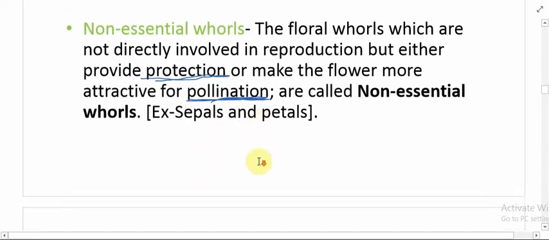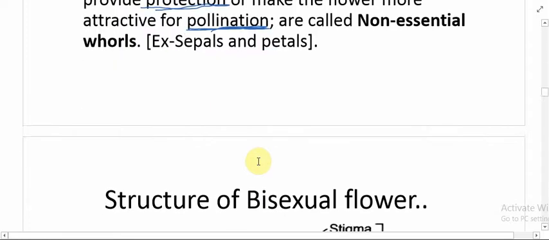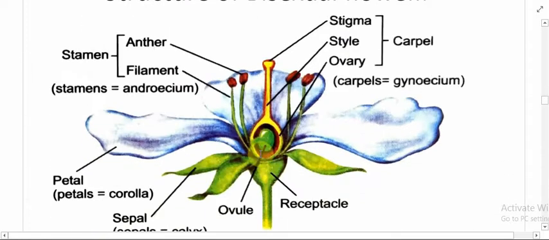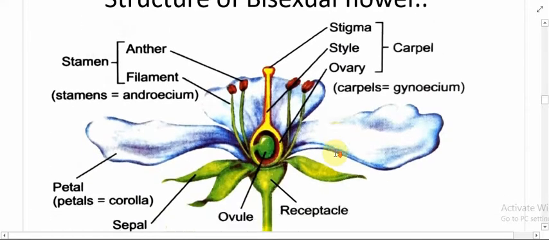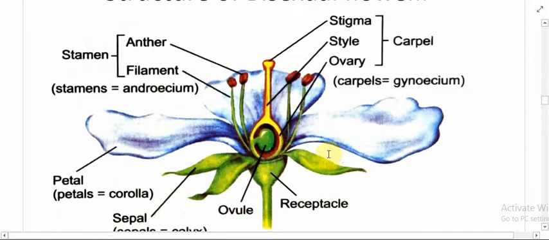I know that you are thinking about how they look. So the diagram will come. This is a pictorial diagram, though I have the original picture also of a flower. So you can see here it's a complete flower. These are the receptacle or the thalamus, the cup-like structure on which all these whorls are being arranged.